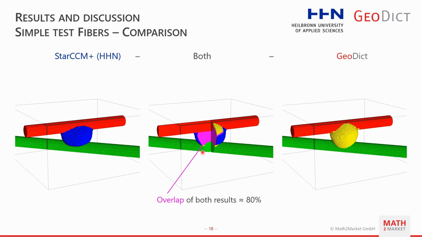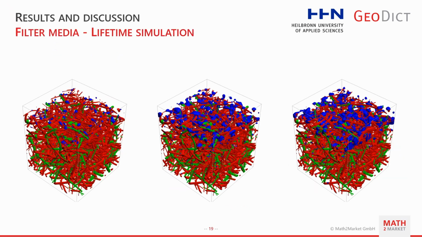We also did different kinds of configurations of fibers, so in which kind of angle they will meet, and also which contact angle is on the upper and the lower fiber. And overall we get something like this, so approximately 80% overlap of both droplets was possible. Here you can see some results of a filter lifetime simulation using our new model.